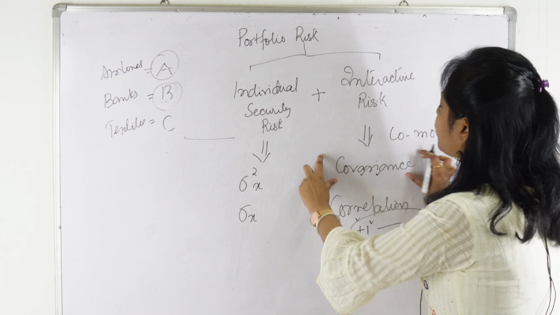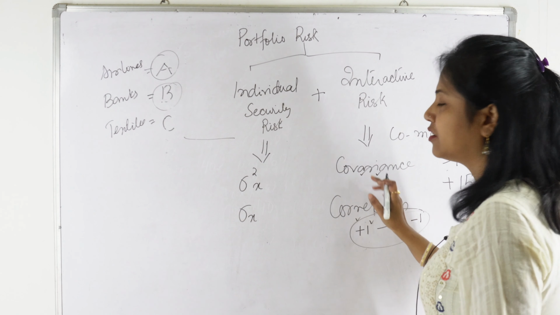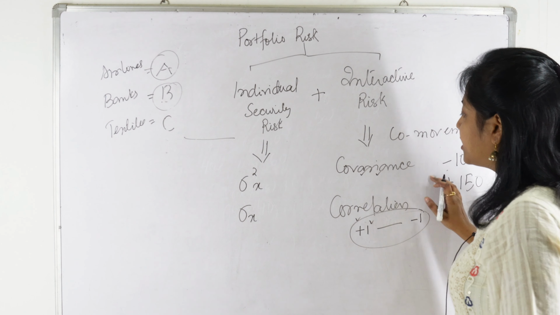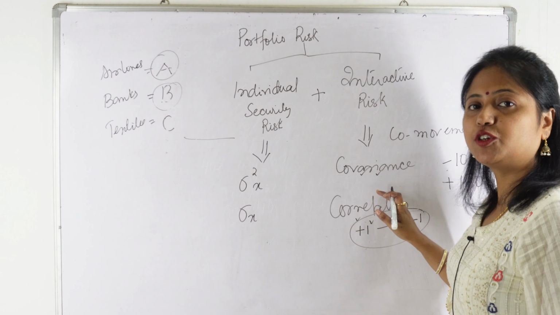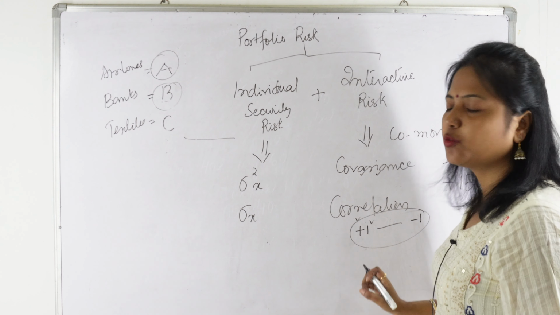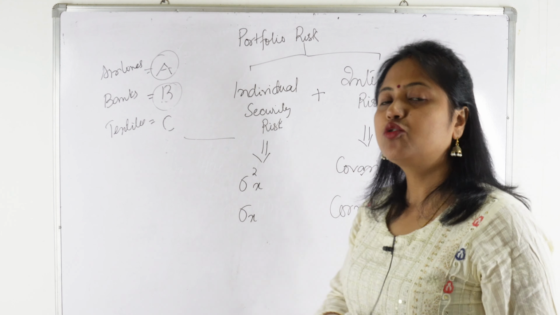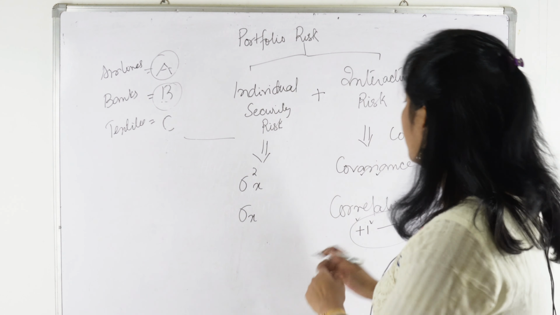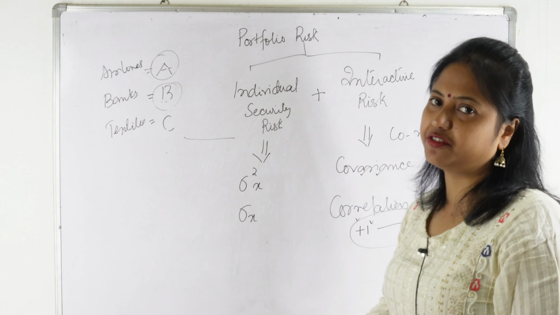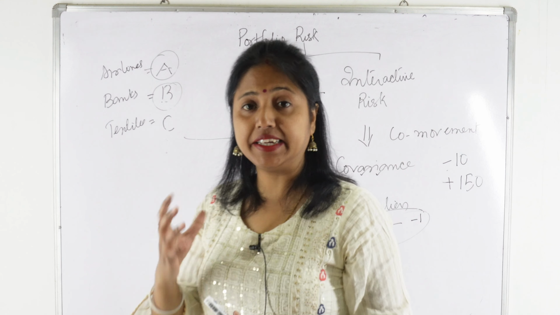Okay. So when the covariance is divided by the standard deviation of security x and the standard deviation of security y, we get correlation. So in short, what I want to say is that covariance or correlation can be used as a measure of interactive risk. So I hope the idea is clear.